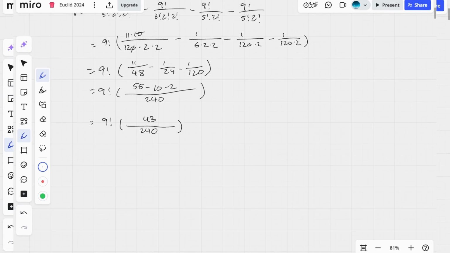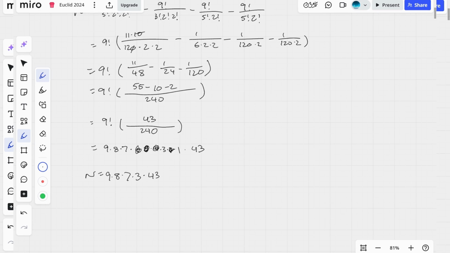I guess you can get rid of the denominator if you wanted. So 9 times 8 times 7 times 6 times 5 times 4 times 3 times 2 times 1 times 43, and then you divide that by 240. So you can get rid of the 240 by getting rid of 5, 2, 4, and 6. And so n in the end would be equal to 9 times 8 times 7 times 3 times 43.